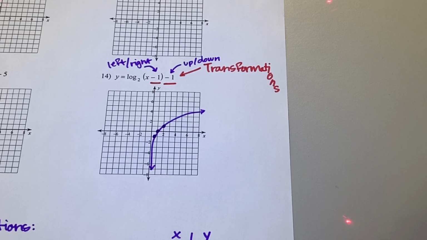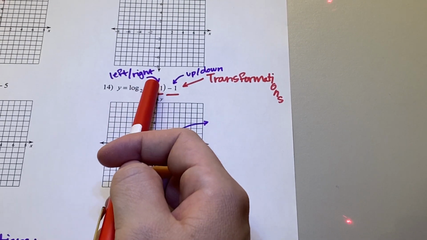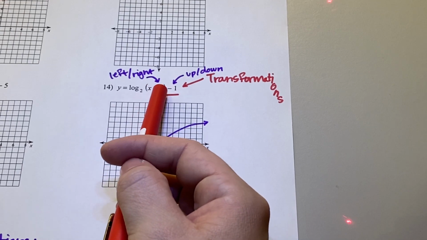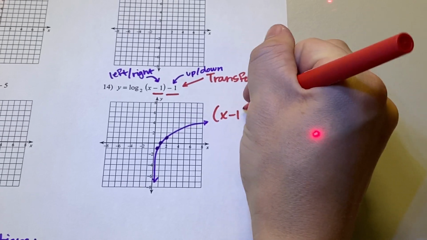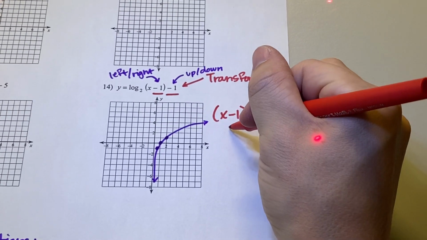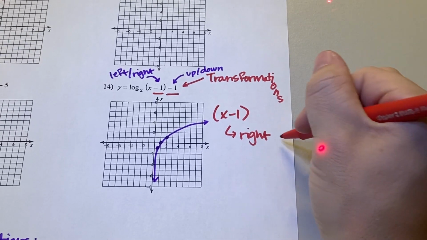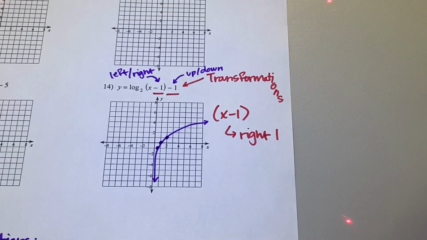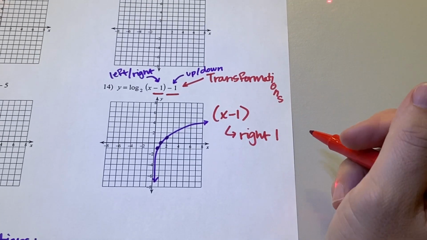Let's figure out how it wants us to move these points. Inside my parentheses, we have x minus 1. Whenever you see a negative inside, negative means we're going to the right. This wants us to move it right 1. What if it had been +1? We'd go to the left one. Good job. So minus is right 1.